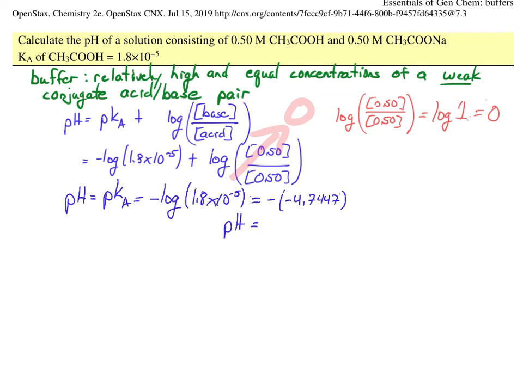And when we do the math, we find that pH is going to equal positive 4.7447. Taking into account sig figs, we use 2 decimal places. And our final answer is that the pH is 4.74. The same result we got by solving this problem as a weak acid problem, but we got there a lot faster.